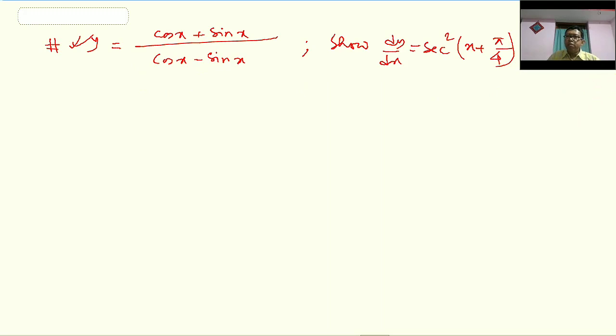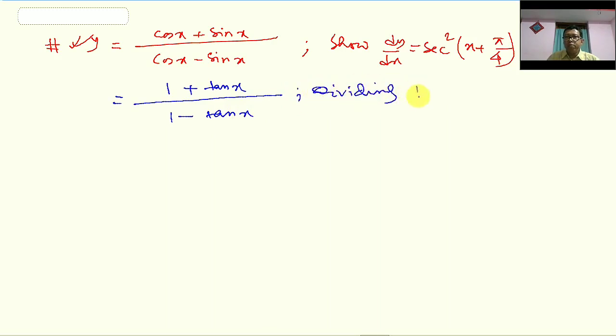So you divide both numerator and denominator by cos of x. So cos x by cos x is equal to 1, plus sin x upon cos x is equal to tan of x, whole divided by, similarly, 1 minus tan of x. You have to write it here: dividing both numerator and denominator by cos of x.